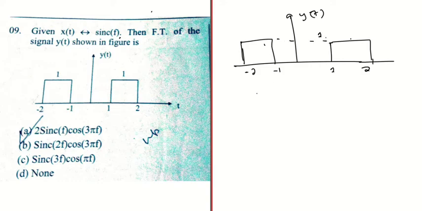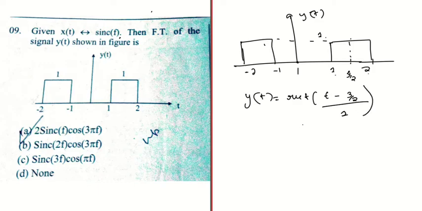So I can write y of t as rectangle that is shifted. A rectangle has a form like this, centered at 0, and it is now at 3/2. So I am going to write it as rectangle of (t minus 3/2) divided by tau. Tau is the width of the rectangle, and here it is 1 only.